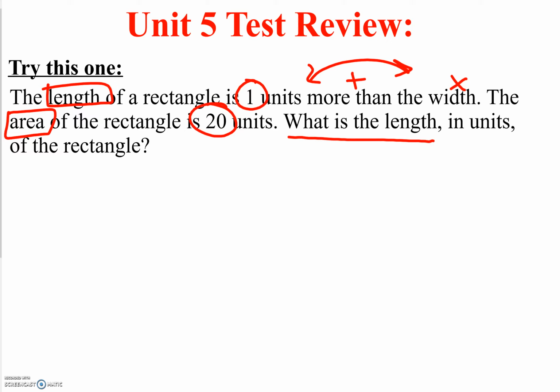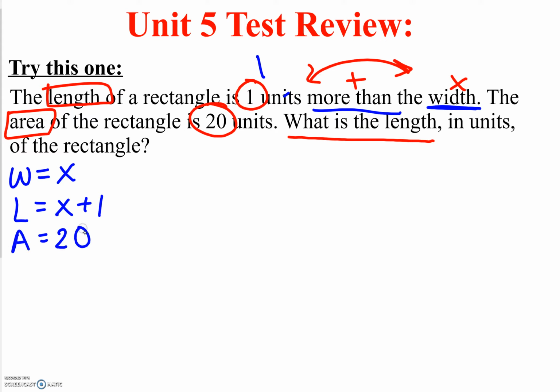So on the left, we're just going to write everything that we know. We know that the width is the last thing stated, so our width is equal to x. We know that our length is going to be 1 more than the width, so x plus 1. Remember, whenever we see more than, less than, or subtracted from, we have to switch the order. And we know that our area is going to be 20 units.